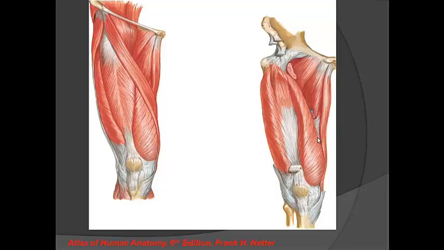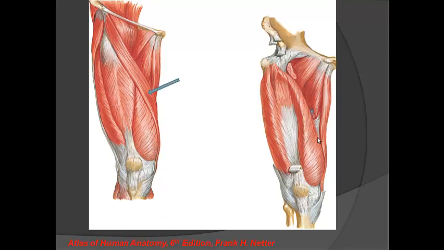Okay, so what we're looking at here is a representation of the anterior compartment of the thigh. Clearly you can see that there's a huge set of muscles here. So let's just look at them individually.